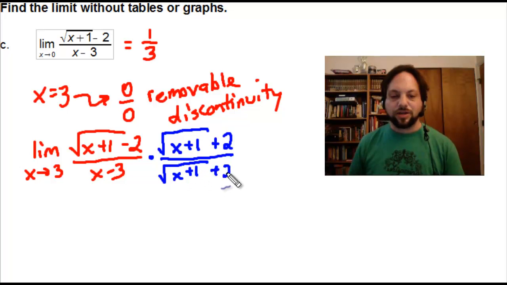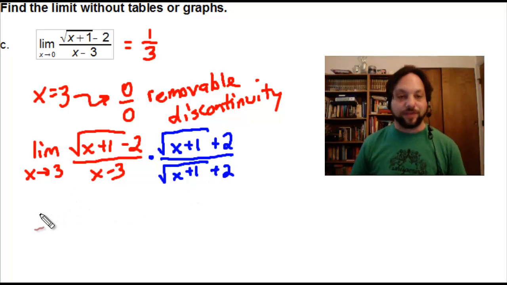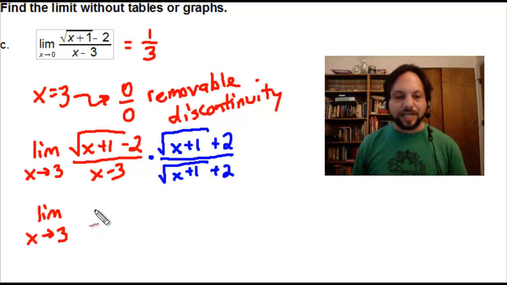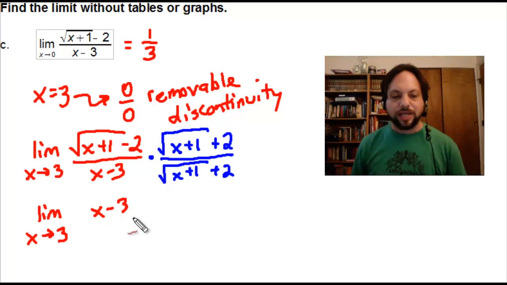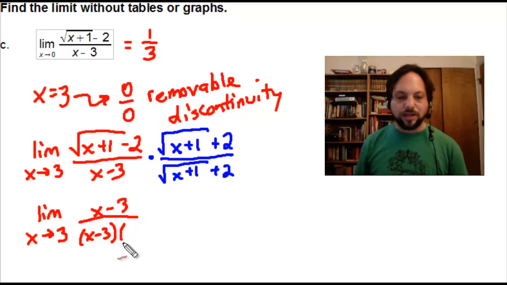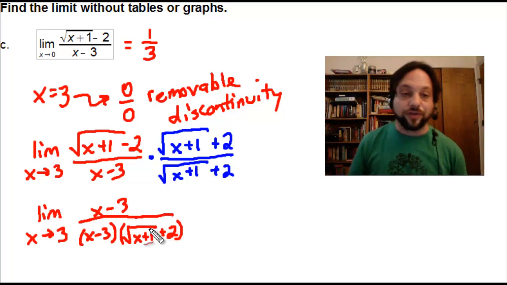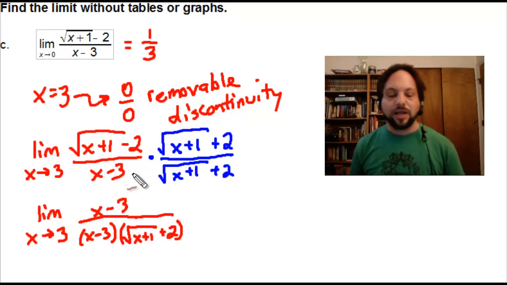all we need to do is a little bit of multiplication and a little bit of simplification. I'll leave that as an exercise to you. That should only take you a few seconds. But I'm going to go ahead and write the result down here. What we should end up with is x minus 3 in the numerator. And in the denominator, we'll have x minus 3 times the factor x square root of x plus 1 plus 2. Hopefully you got that on your own. I promise you it is correct. So if you didn't get that, go back and check again.